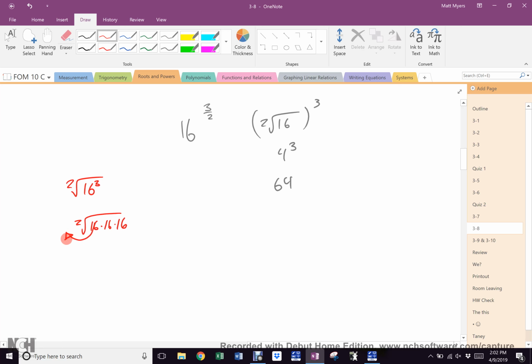4, so what's coming out here? 4. What's the square root of that? 16. So what's coming out here? 4 times 4 times 4 is 4 to the 3.